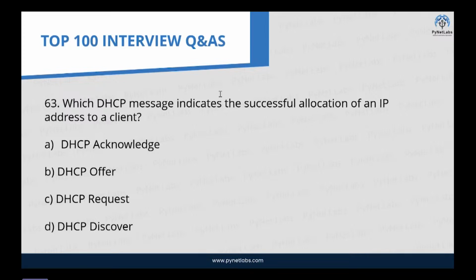The first is DHCP discover, where the client initiates the DHCP process by broadcasting the DHCP discover message to the network. This message is a request for available DHCP servers. Then we have the offer message, which we have seen in another question: servers on the network respond to the DHCP discover message with the DHCP offer message. In this message, each DHCP server offers an IP address and configuration information to the client.